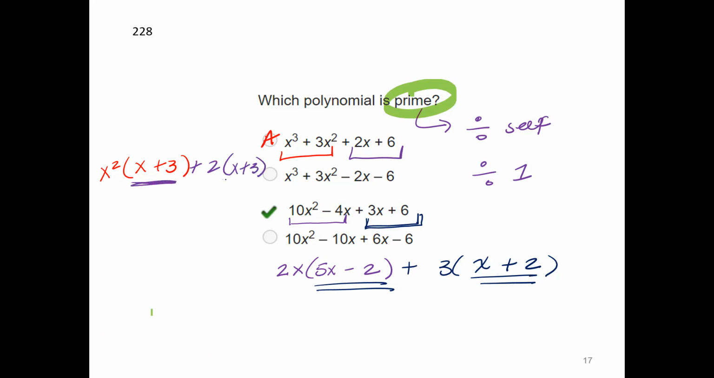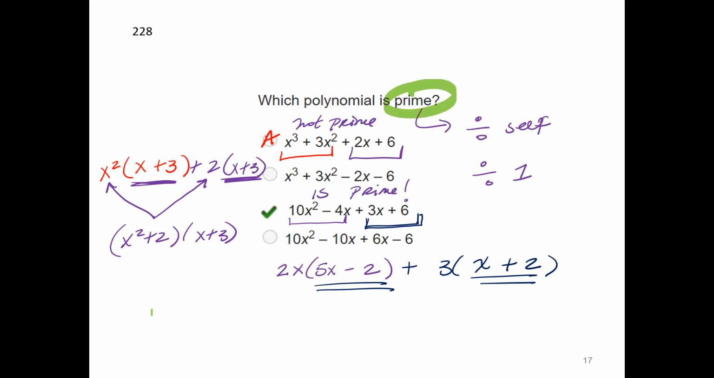But do you see how this is not prime? Because they're exactly the same inside. So you go ahead and group these two together like that, and the same expressions on the inside are like that. So this is not prime. This one is prime. Cannot group them together. So your answer is C as in cat.